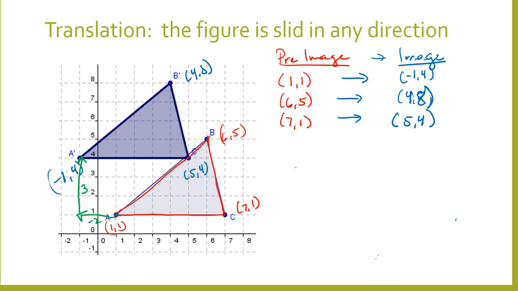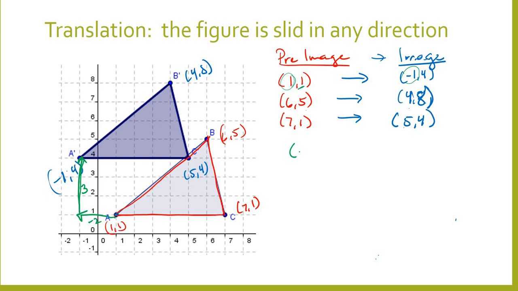So let's take a look at that. If I take my original x value, my 1, and I take away 2, I get negative 1. If I take my original y value and I go up 3, I end up at 4. Let's see if it works for the others. If I start at 6, 5, if I take my x and slide it to the left 2, I subtract 2 to get 4. If I take my y and go up 3, I add 3 to get 8. Check and see if the last one works. 7 minus 2 is 5. 1 plus 3 is 4.